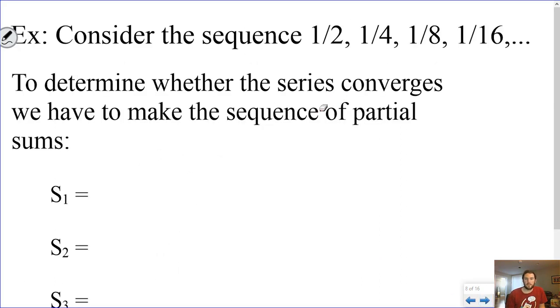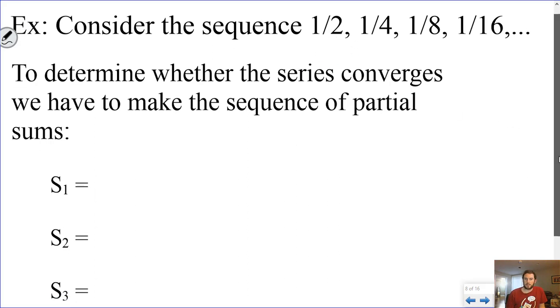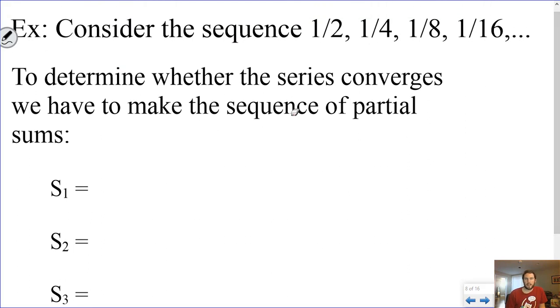Okay, so let's consider this sequence right here. I really like this one for a really simple reason, and I'll show you why in a second. So let's take a look at it in terms of the partial sums, and then let's take a look at it in a more visual way, okay? To determine whether the series converges, we have to make the sequence of partial sums. So we're going to take a look at S1. S1 is a half. Easy enough. S2 is 1/2 plus 1/4. If we add those up, we get 3/4.